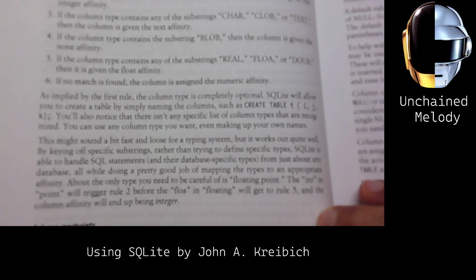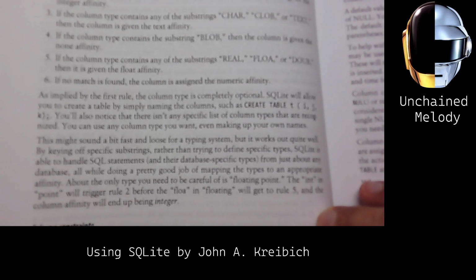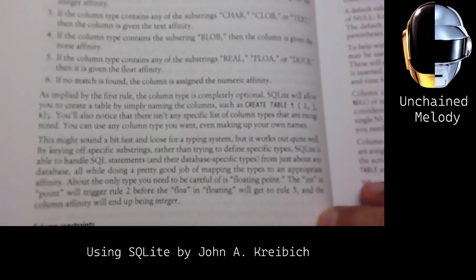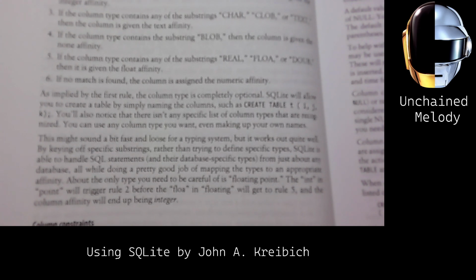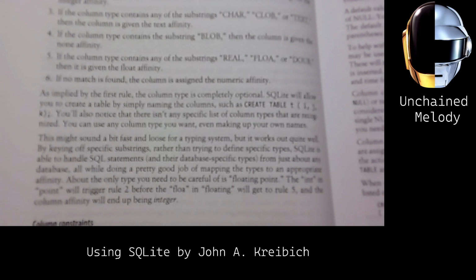This might sound a bit fast and loose for a typing system, but it works out quite well by keying off specific substrings rather than trying to define specific types. SQLite is able to handle SQL statements and their database-specific types from just about any database, all while doing a pretty good job of mapping the types to an appropriate affinity. About the only type you need to be careful of is floating point. The int in point will trigger rule 2 before the floa in floating will get to rule 5, and the column affinity will end up being integer.